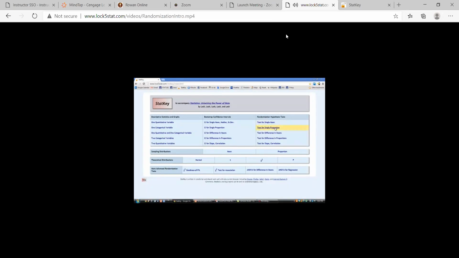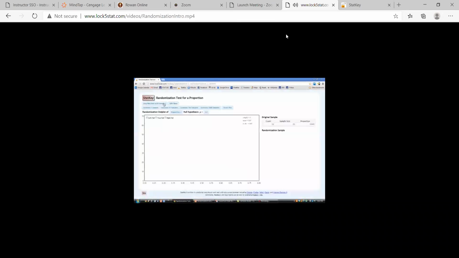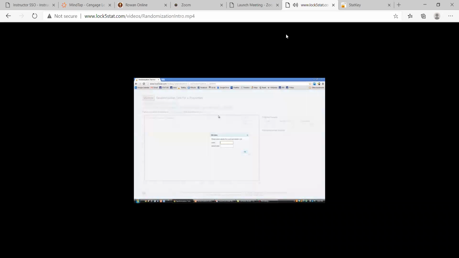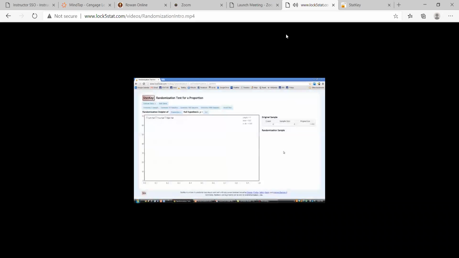Here we're doing a test for a single proportion. Our count is 8 because he got 8 correct out of a sample size of 8. So this brings in our data. We see our sample proportion of 1. Now we're going to generate one randomization sample by clicking on Generate One Sample, which is essentially just flipping a coin 8 times and counting the number of heads.